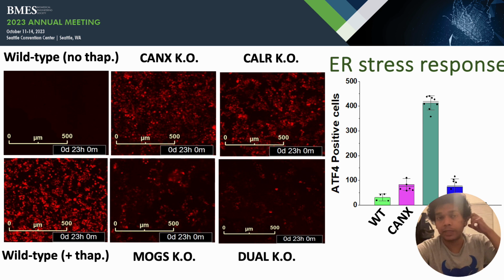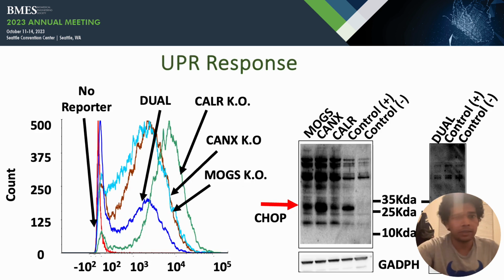And we tried to check these results using a different instrument. We have also checked these results using the flow cytometer by measuring this red fluorescence, and we can see the same results, that is, calreticulin has higher ER stress compared to the other knockouts, whereas the calnexin and MOX knockouts have almost equal ER stress.